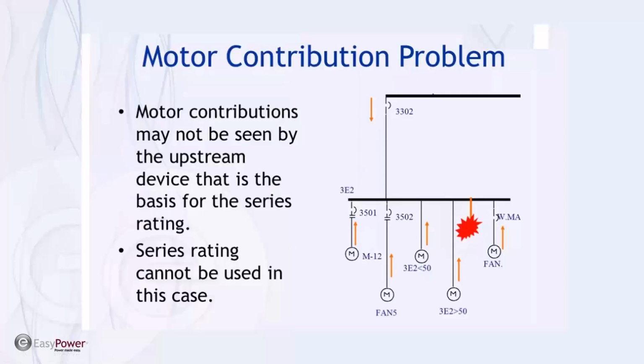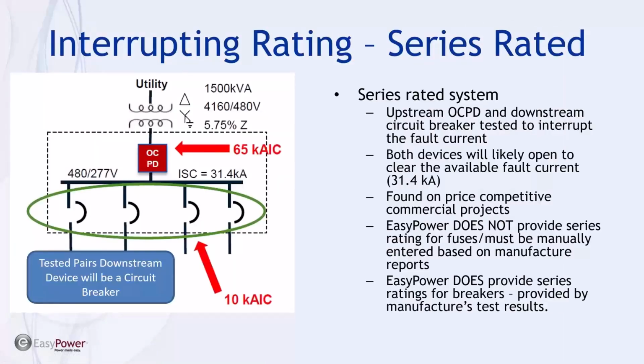Okay, so that's series rating. That's the definition of fully rated. Now, series rated means that the upstream overcurrent protection device is tested to interrupt, or is fully rated to interrupt the fault current. So in this case, again, we have the fault current of 31,400 amps, and our main protective device is rated for 65,000 amps. But the downstream devices are only rated for 10,000 amps.